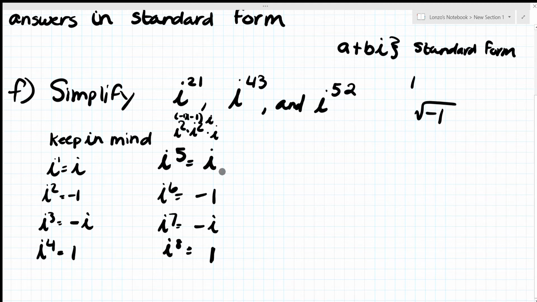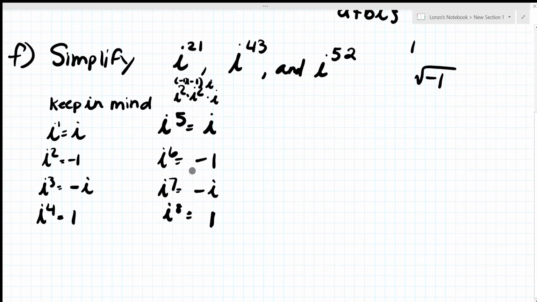So that's how you get i to the sixth, i to the seventh, etc. So this is something you might want to remember. Now, we use that rule, so let's figure out what i to the 21st is. How can we rewrite i to the 21st? How can we write i to the 21st given these rules?